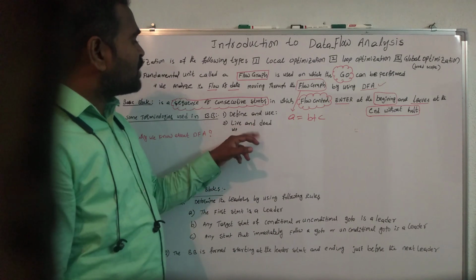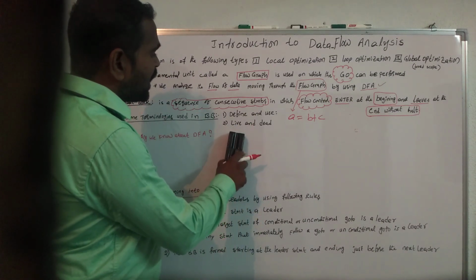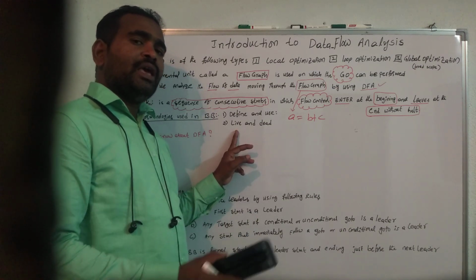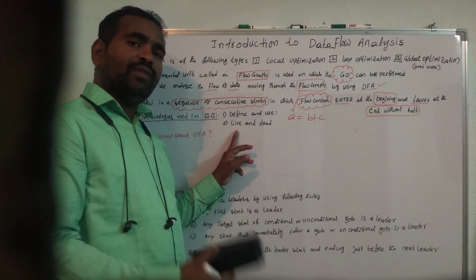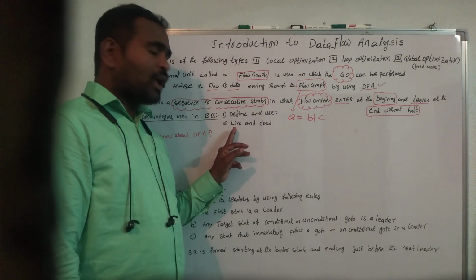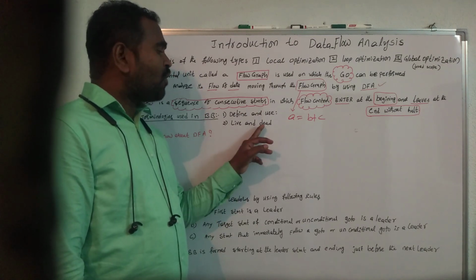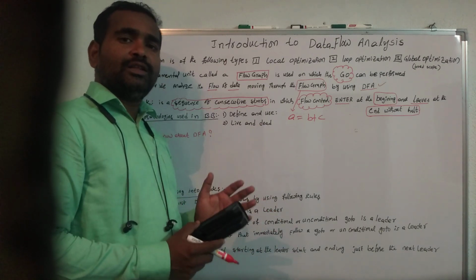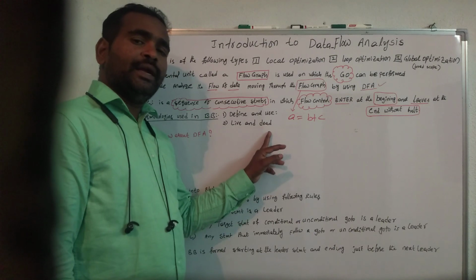Next are live and dead statements. A live variable is one that is actually available for use in that part of a program, and a variable that is not available for use in that part of a program is called dead.